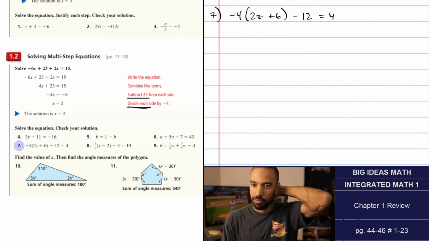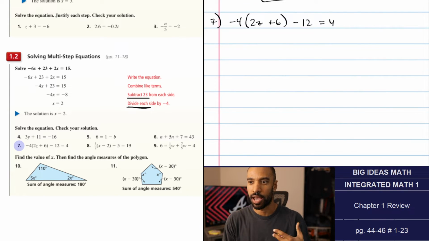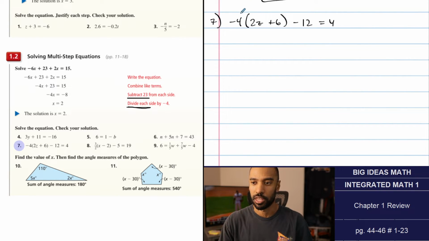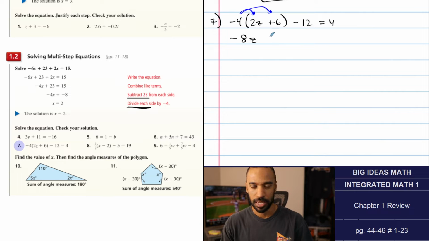First way I'm going to solve is probably more conventional than not. Simplify the left side of the equation. Negative 4 can distribute into these 2 terms here. That is a multiplication. We do negative 4 times 2z, which is negative 8z. Negative 4 times 6, which is negative 24. And then this minus 12 that was still hanging out says, hey, I'm still here. Don't forget about me. And that all equals 4.